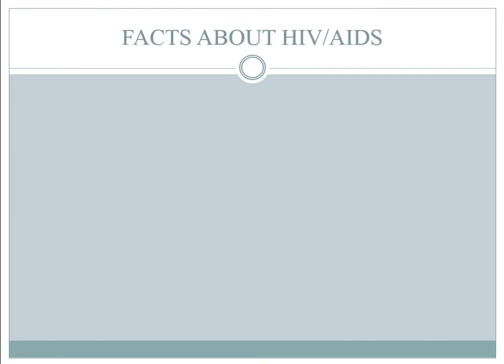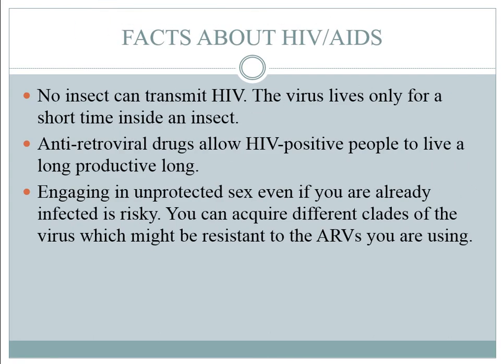Then what are some of the facts about HIV and AIDS? The first one is that no insect can transmit HIV. The virus lives only for a short time inside an insect. Besides that, antiretroviral drugs allow HIV positive people to live a long, productive life. Then finally, engaging in unprotected sex, even if you're already infected, is risky. You can acquire different clades of the virus, which might be resistant to the ARVs you are using.